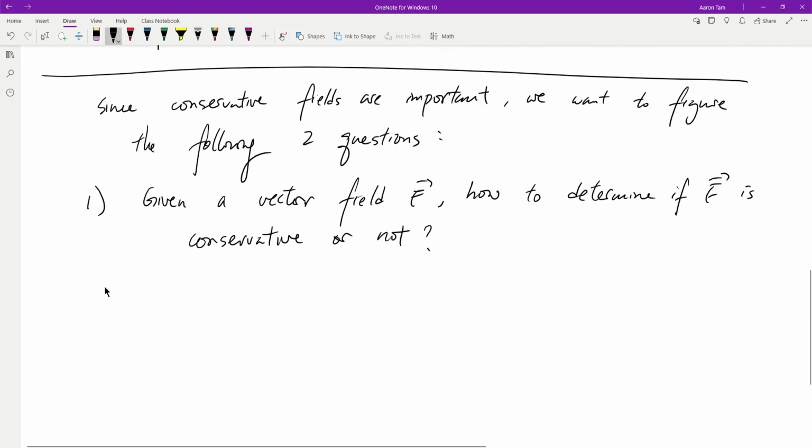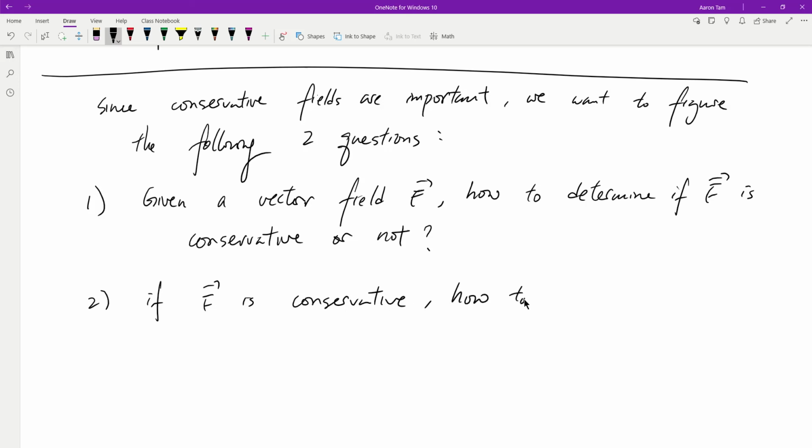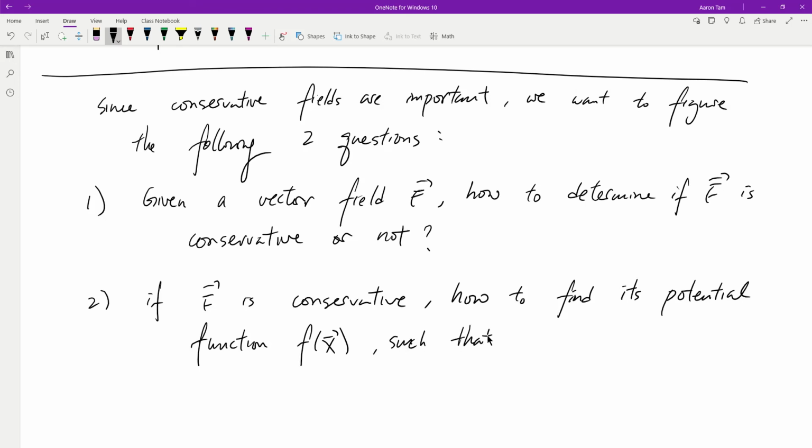Now, what if we can actually identify that it's conservative? What's next? Well, if vector F is conservative, then the next question is how to find its potential function, f of vector x, such that the gradient of f of vector x is equal to vector F of vector x.